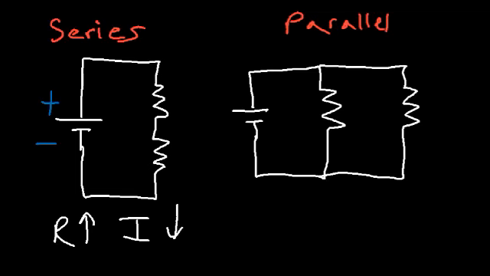As you add resistors in a series circuit, the resistance goes up. But as you add resistors in a parallel circuit, the overall resistance goes down. But more current is drawn from the battery to power those extra light bulbs or resistors.